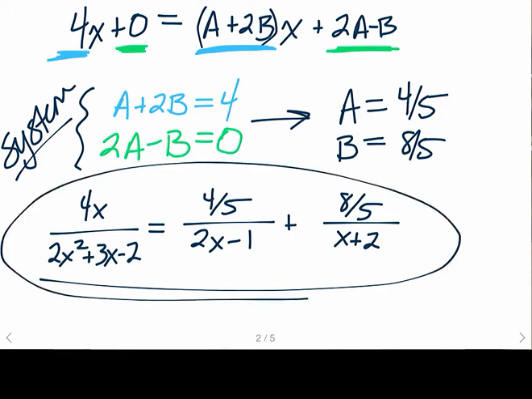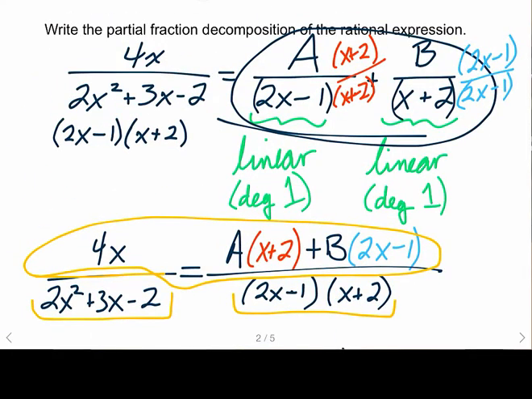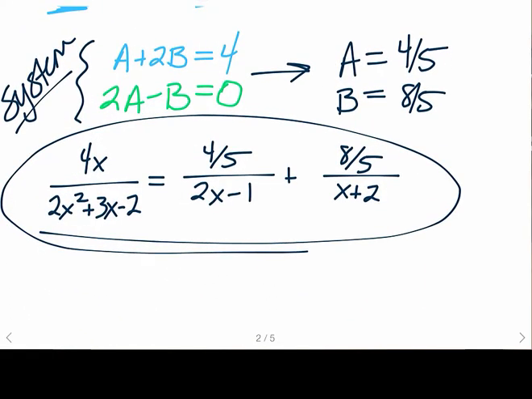Now I want to point something out. At the very, very beginning, we wrote down the first denominator of 2x minus 1 and the second denominator of x plus 2. Suppose those had been reversed. Then a would have been associated with a different denominator, likewise b. Which means that at the end of the day, which is about how long it takes to do these, a and b would have been reversed.